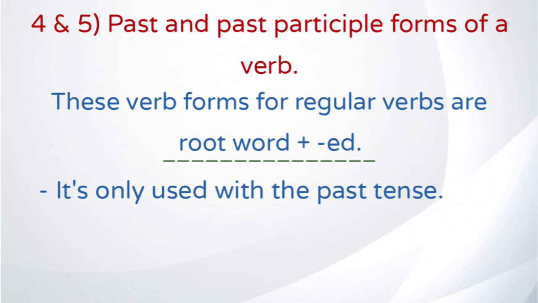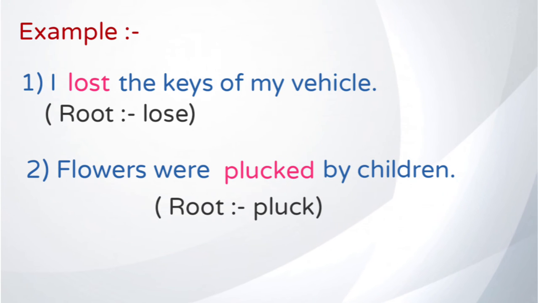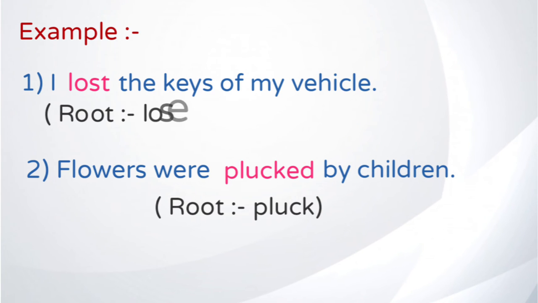Good going. We are on the last type, that is past and past participle forms of a verb. These verb forms for regular verbs are the root word plus ed. Ed will be added to the root word. Okay. It's only used with the past tense. For example, first one: I lost the keys of my vehicle. Here the root word is lose, which became lost. Okay. Second: flowers were plucked by children. Here the root word is pluck, which became plucked for simple past tense.